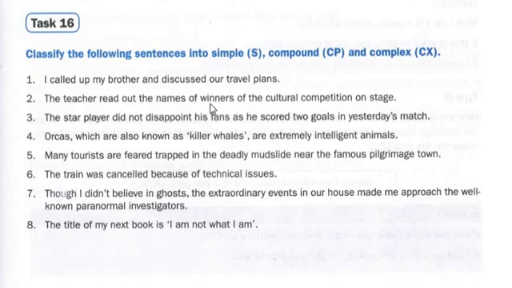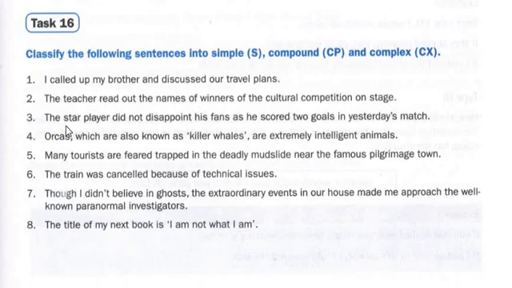Okay, let's see the second one. The teacher read out the names of the winners of the cultural competition on stage. You can't find any coordinating conjunction there, nor a subordinating conjunction. So it's a simple sentence, and it's only one independent clause.